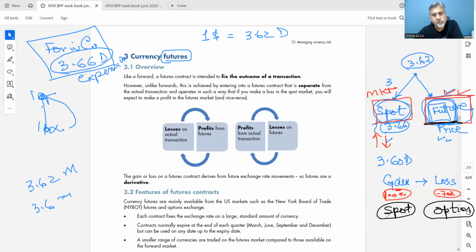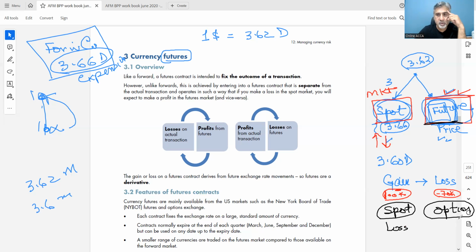3 months passed, I go to the open market, and when I try to buy $1 million from the spot market, I see that the dollar has appreciated in the last 3 months. So I am making a loss. Oh, if I'm making a loss, what to do?